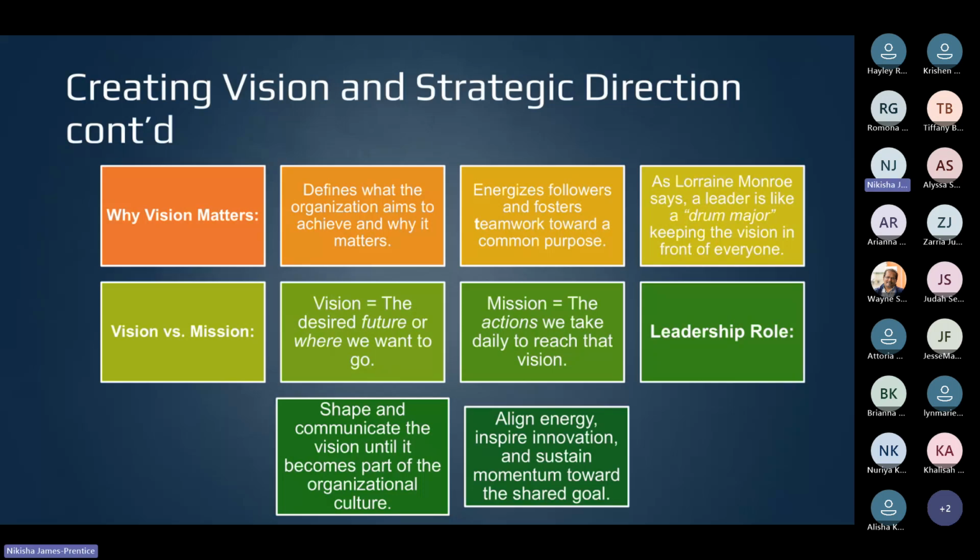Leaders play a central role in creating an organization's future. They not only design the strategic direction, but also communicate the vision repeatedly until it becomes part of the culture. Great leaders focus everyone's energy toward a shared goal, ensuring that employees understand how their daily work contributes to the bigger picture, as well as encouraging innovation and adaptability so that the organization can continue moving toward the future vision.